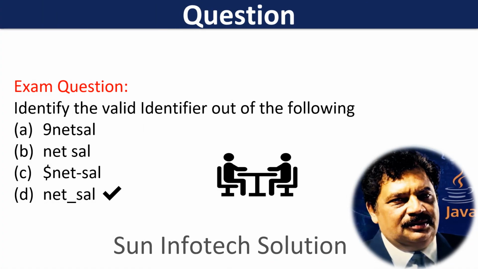So let us discuss an exam question. Identify the valid identifier out of the following. There are four options given: 9net_cell, net cell with a space, $net-cell, and net_cell. So you can identify that A is invalid because it starts with a digit. Second is invalid because a space is there. In option C, the variable starts with a dollar, that is okay, but between net and cell a dash has been used, which is not allowed. Underscore is allowed. net_cell is okay because it starts with alphabets and you are using an underscore in between. So D is the correct answer.